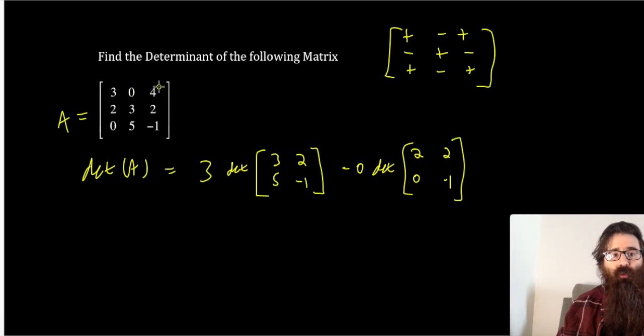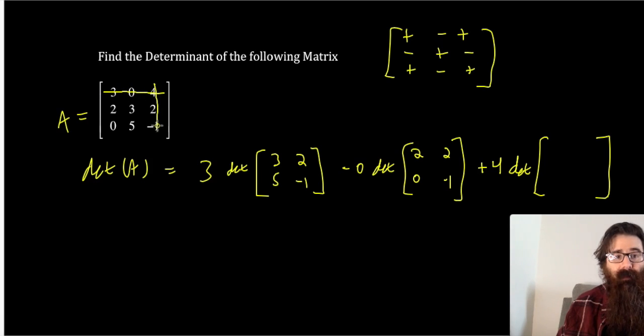Now I've got to bring out this 4. The 4 is associated with a plus sign, so I don't have to flip its sign. So I just bring it out as a plus 4 times the determinant of the 2 by 2 matrix that I get when I remove that entry's row and column. So go to the 4, get rid of it, and here I can show you what I mean. If I cross that row out, cross that column out, that's what I end up with. And now I have this remaining 2 by 2 matrix. I can see 2, 3, 0, 5.